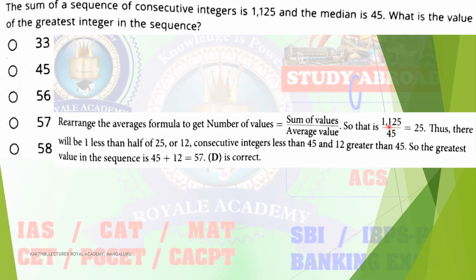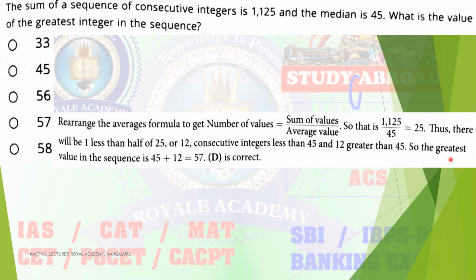Sum of value is how much? 1125. Divided by average value, how much? 45. Average value is 45. So what is the answer? 1125 divided by 45 is how much? 25. What is that 25? 25 is nothing but the total numbers is 25. Okay, so you can determine the value.